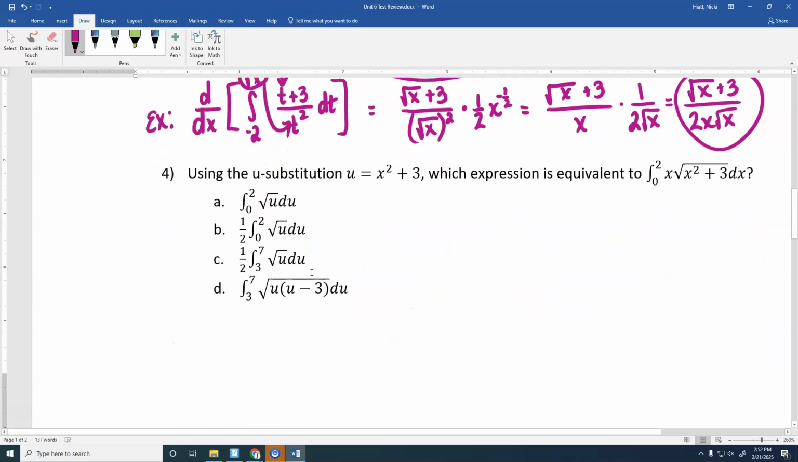Okay, let's look at 4 real quick, and then we're going to skip over to the progress check. This is the type of problem they give you a lot of times with U substitution. They may not ask you to solve it all the way, because if you solve it all the way, it takes a really long time to do. So they tell you what the U is, and they ask you to write an equivalent expression. Which one do you guys think is correct?